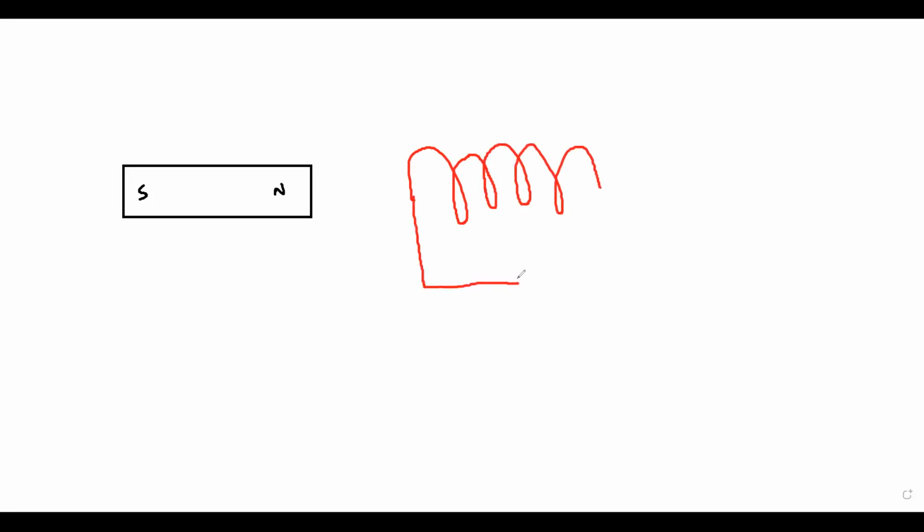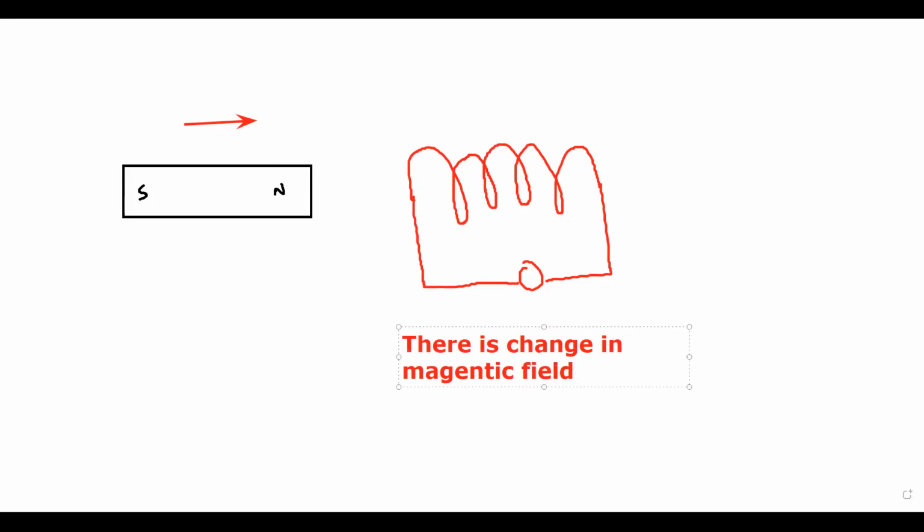Say you have a magnet, this is the north pole, south pole, and we have a solenoid. Solenoid means a circular or a coiled wire. For example, we are moving the magnet towards it. As we are moving the magnet towards, there is a change in the magnetic field. Due to this change in magnetic field, there will be current or EMF in the coil. But in which direction will this current be produced? The current produced will always try to oppose the change.